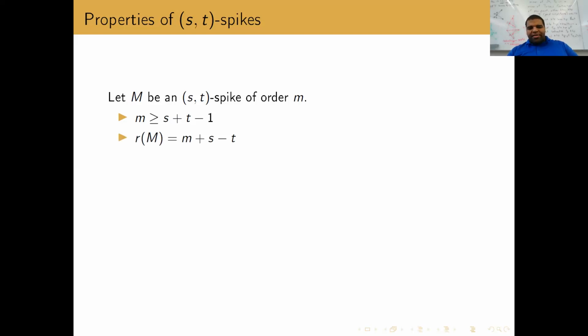For traditional spikes, S and T are both 2, so the order is at least 3, and so that's true for traditional spikes. The rank is going to be M plus S minus T. With traditional spikes, and even for those spikes where S and T are equal, the S and T cancel out, and so the number of pairs is the rank. But in general, it's going to be M plus S minus T for these ST spikes. And since the total size of the ground set is 2 times M, that means that the co-rank is going to be M minus S plus T.